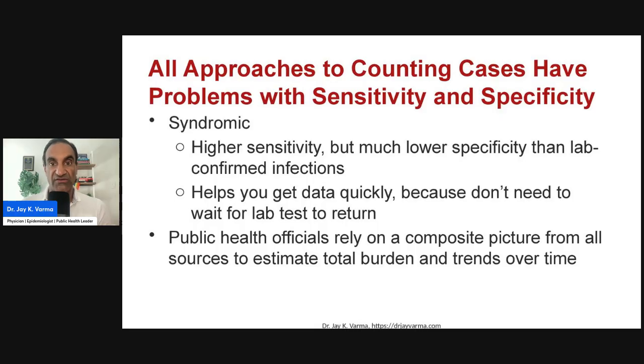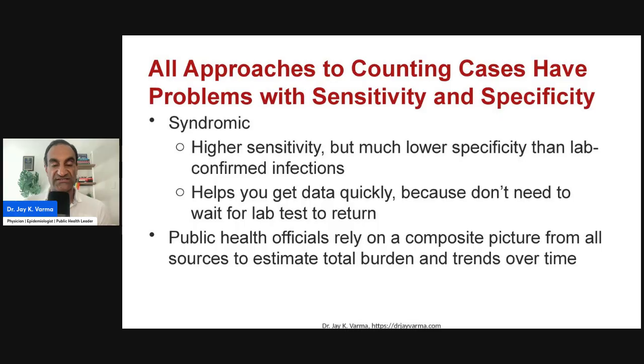You can simply track all the people that came to a healthcare facility in a day, and you already have information that's potentially useful. Now, public health officials rely on a composite picture of all of these different sources of data to estimate the total burden and the trends over time. It's why public health surveillance data needs to be interpreted by epidemiologists, by people that study this all the time, because they can help understand how you pull all of these pieces of information together so that you have a real accurate estimate of the total burden of disease and how it's changing.